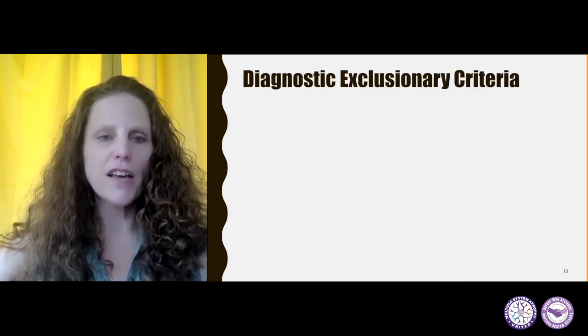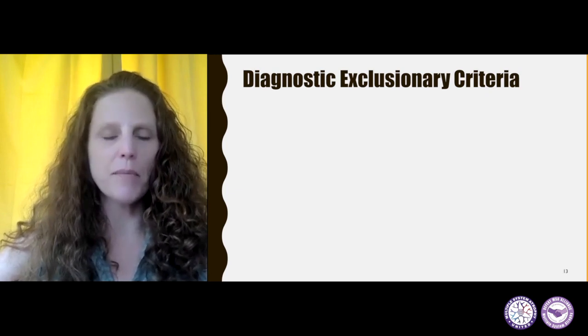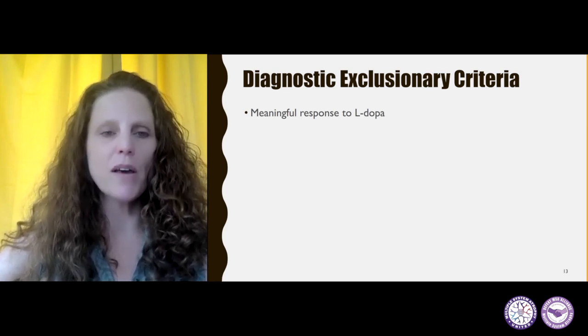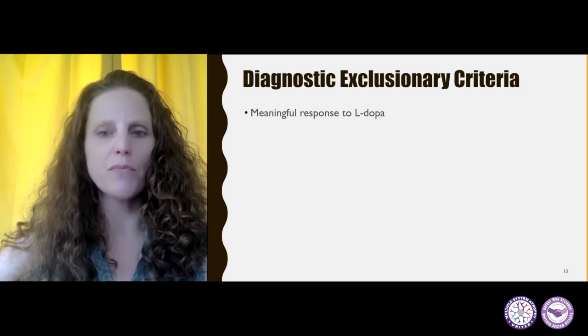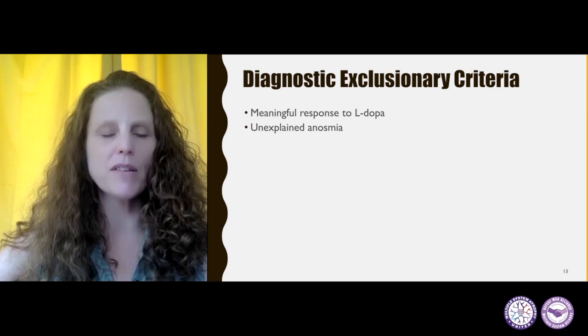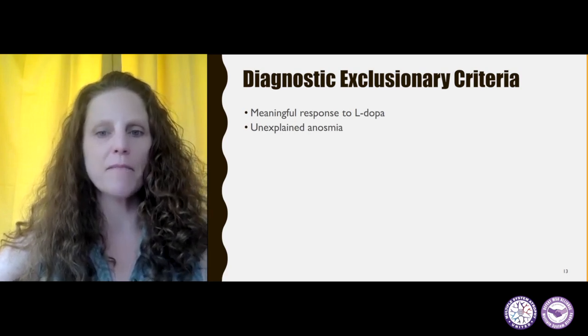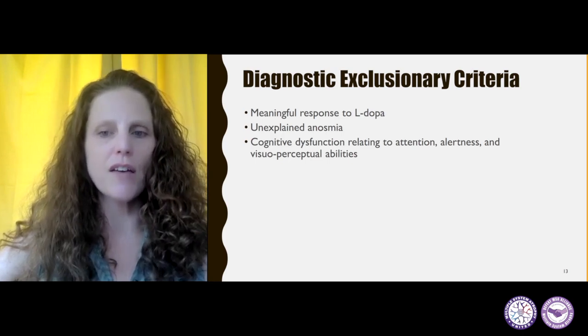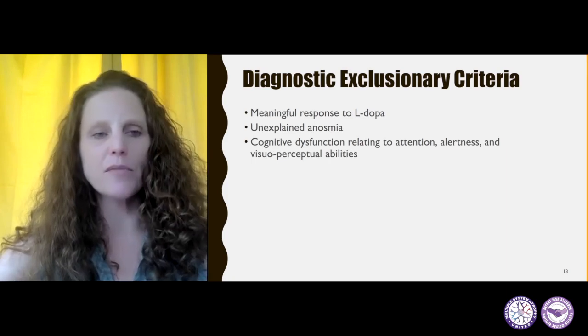There are a number of factors, if present, that can help to exclude an MSA diagnosis. These include meaningful response to levodopa, especially for patients with MSA-P. You may see an early response to levodopa, but the effect will usually wear off after a few months. Unexplained anosmia. Patients with Parkinson's disease often lose their sense of smell, but this is uncommon in patients with MSA. Cognitive dysfunction relating to attention, alertness, and visuoperceptive abilities. Cognitive functioning usually remains intact in patients with MSA.